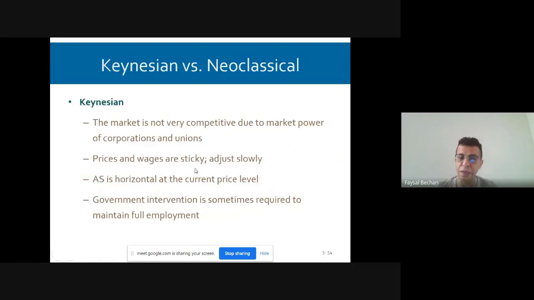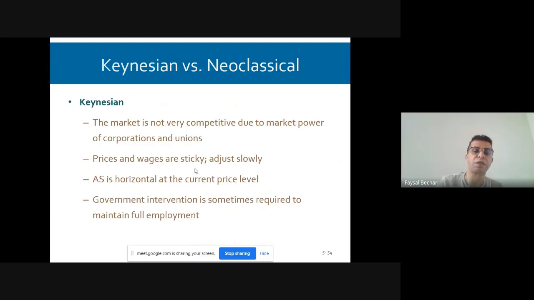Now, the Keynesian view also builds on the new classical, but it has a certain shift in it. The video I'm going to attach will tell you more about this shift and go deeper, so if you want more understanding, you probably need to look at it. In the Keynesian view, the market is not very competitive due to the market power of corporations and unions, monopolies, oligopolies, and all these things.